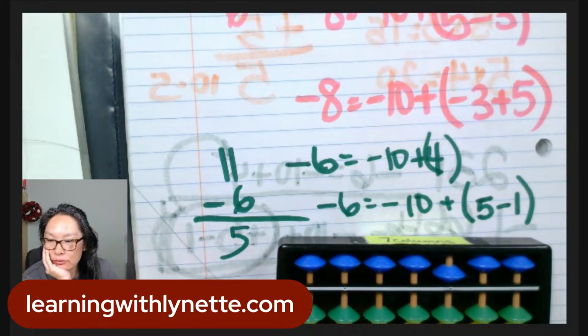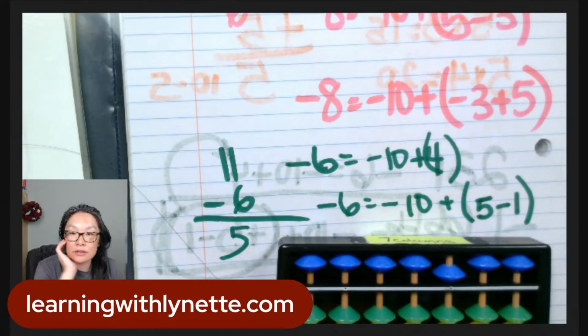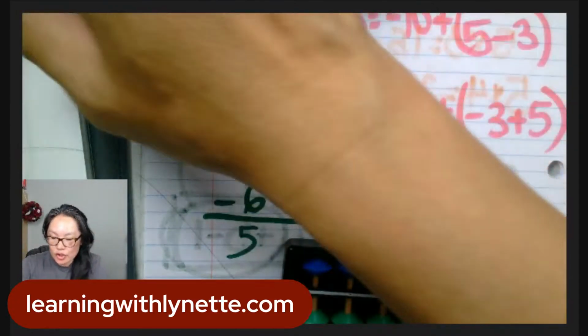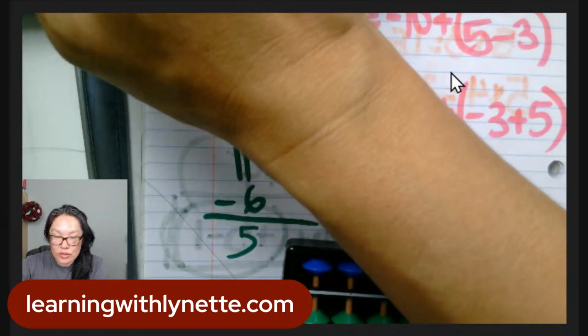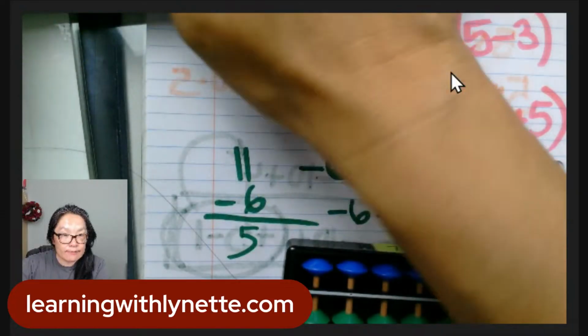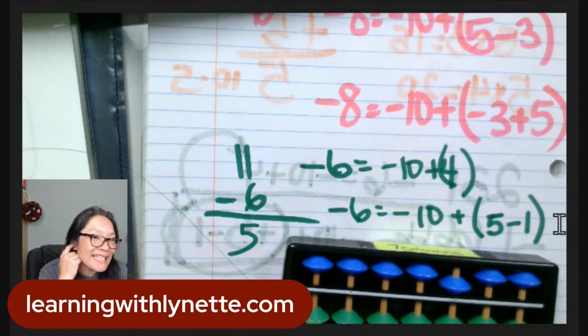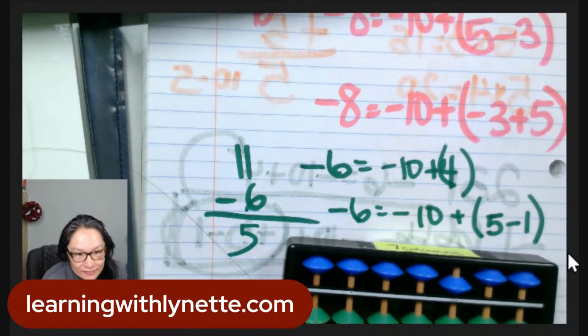Maybe I should ask chat. What is associative property? See, okay. I don't think I'm doing it right.